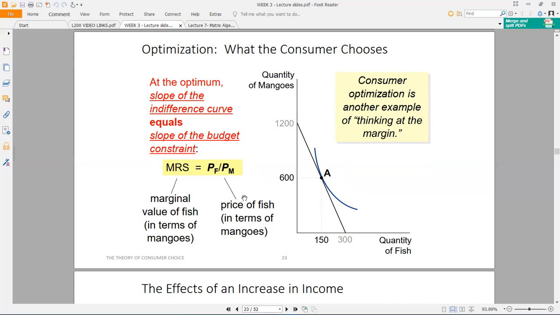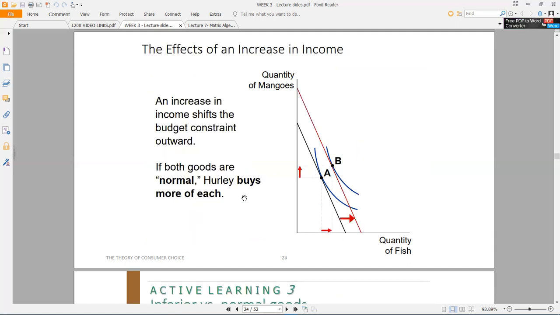So when the valuation of fish in terms of mangoes is the same, that is where the consumer optimizes its consumption. If you consume at point A, where the budget line is exactly tangential to the indifference curve, there you are able to maximize your overall satisfaction. Now, given this optimization condition, what happens if there's an increase in income? What is going to happen to the optimal bundle when income increases?